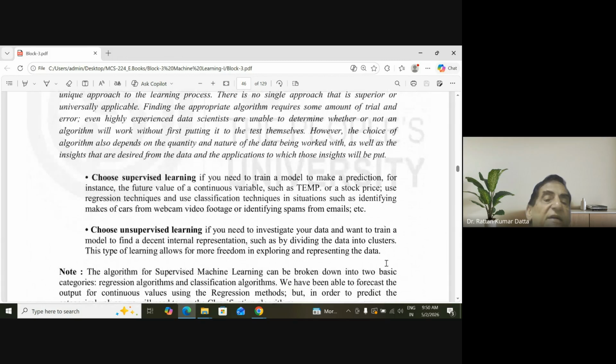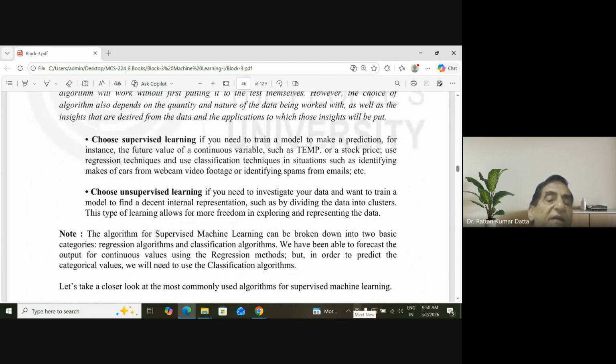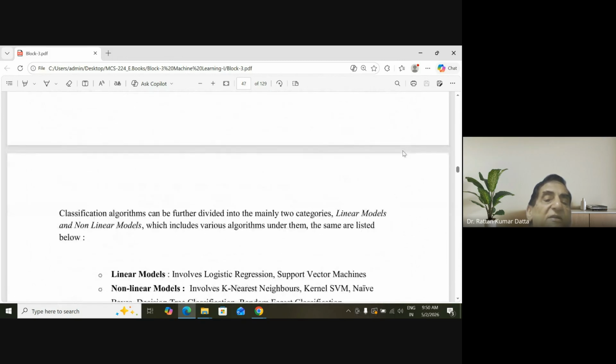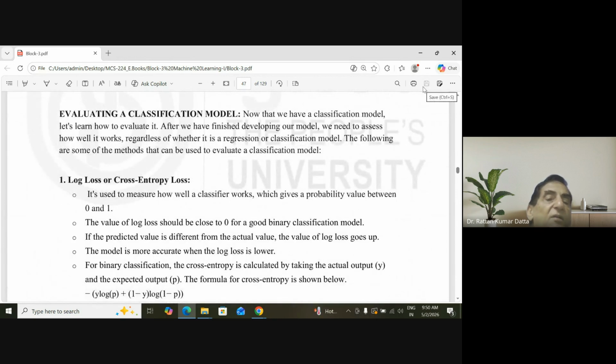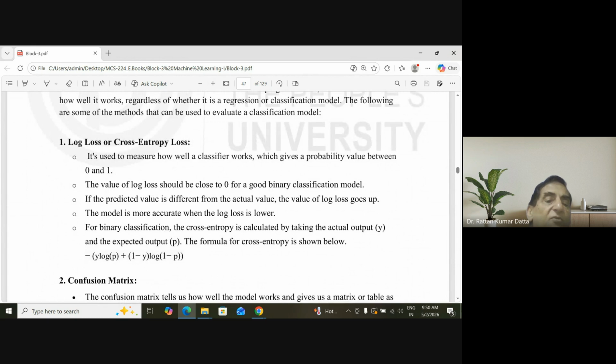Choose supervised learning, choose unsupervised learning. You people have studied supervised learning, unsupervised learning, linear model, non-linear model, log loss or cross entropy model. So all these are things you can go through.